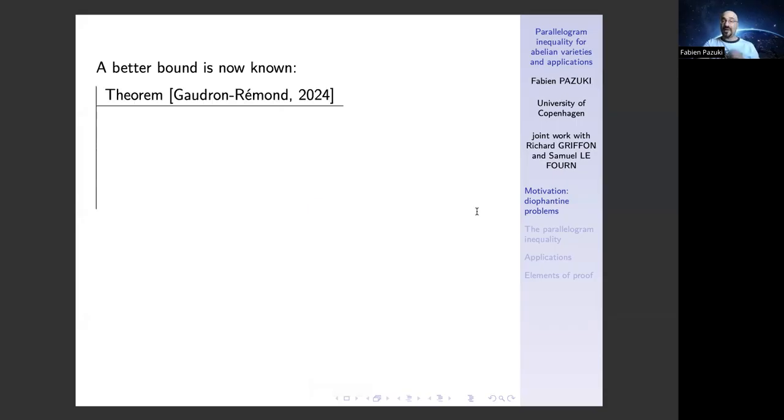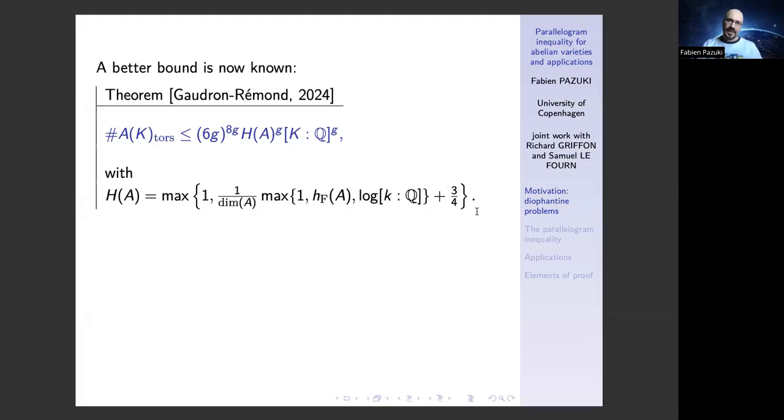So the better bound, Gaudron and Rémond, 2024. So 10 years later, the first paper was in 2014. This is what they prove. Same subgroup of interest, the subgroup of torsion, the bound on the size is now still something that depends on G, still something that depends on A, so we did not achieve uniformity, but okay. And then you have a bound depending on the base field, the field of rationality of the points. So the structure is the same.